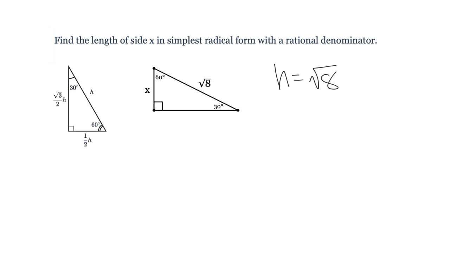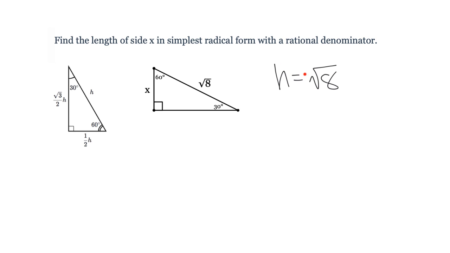All right, now the problem wants us to find the side x. And so the side x is right here. So now we have to figure out, well, which one of these is side x? The x is in between the 60 degrees and the 90 degrees. And in this triangle, in between the 60 degrees and the 90 degrees is the 1/2 h. So what I'm going to do next is take this piece of information and put it into this triangle so that I can use it to find this side here.